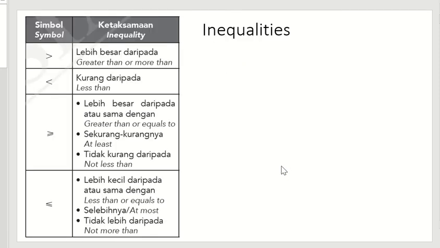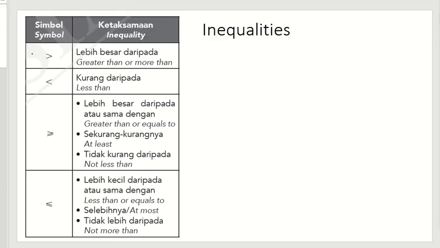So first we go to the revision about inequalities. Inequalities mean that your equation is not y equal to 3x plus 4. It doesn't have the symbol for equal, but it has the symbol for bigger, smaller, bigger or equal, or smaller or equal. Then how to differentiate the inequalities?